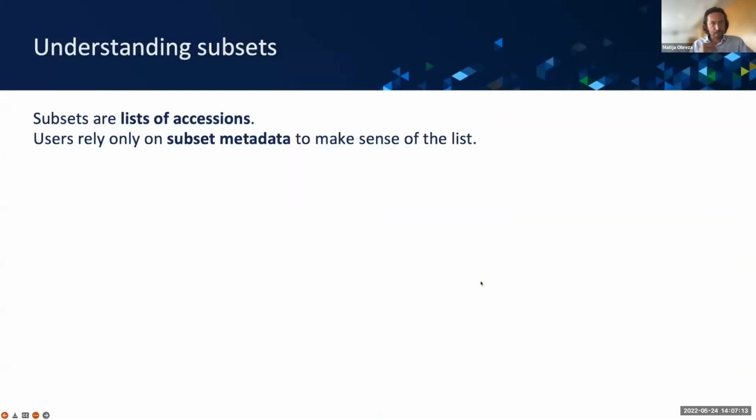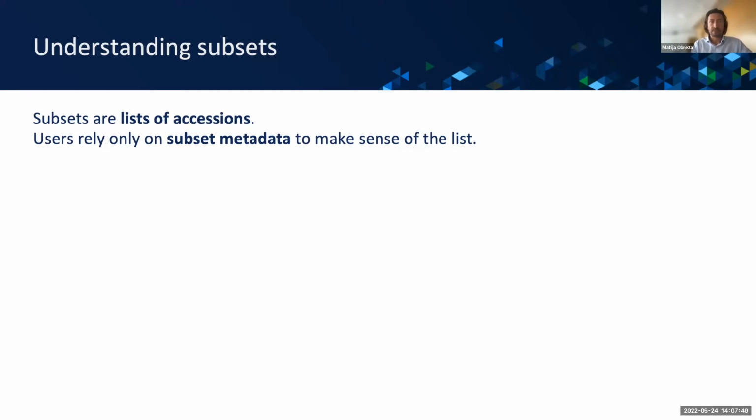So if subsets are just lists of accessions that for whatever reason form a useful set of material for users, then it's really critical to explain to the user what the list is all about. So the metadata, the description about the subset, is actually key to making sense of it and key to understanding the purpose of the subset.